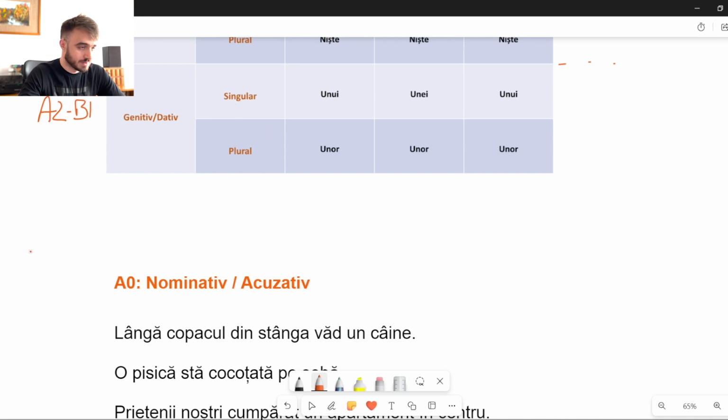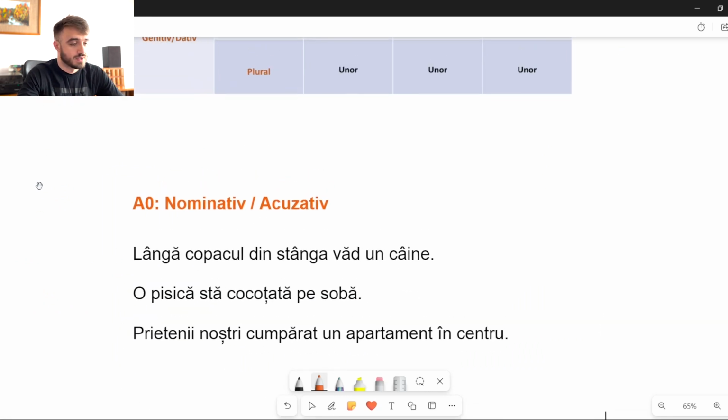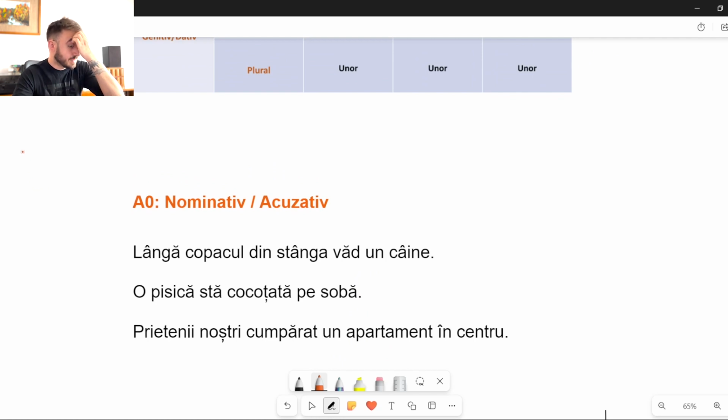So, as I said, the A0 level, the nominative accusative. These are a few examples of the usage of the indefinite article. You have un, o, and un again. So, lângă copacul din stânga văd un câine, câine being masculine. The way you say a dog is un. O pisică stă cocoțată pe sobă. The way you say a cat is o, because it's feminine.